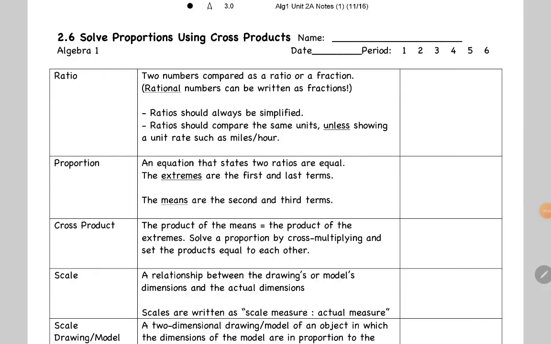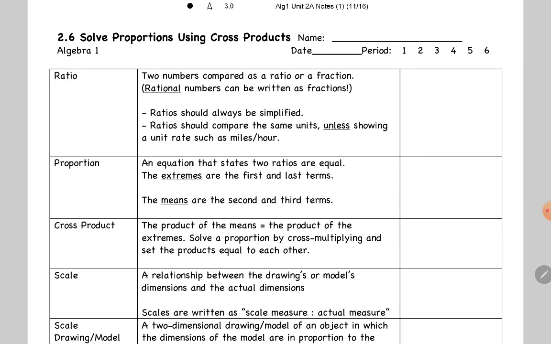Today in Algebra 1 we'll be solving proportions using cross products. First off, we're going to define a few things. You should know what a ratio is. A ratio is a fraction, two numbers being compared as a fraction. It's stuff like miles per hour, miles per gallon, price per gallon, stuff like that.